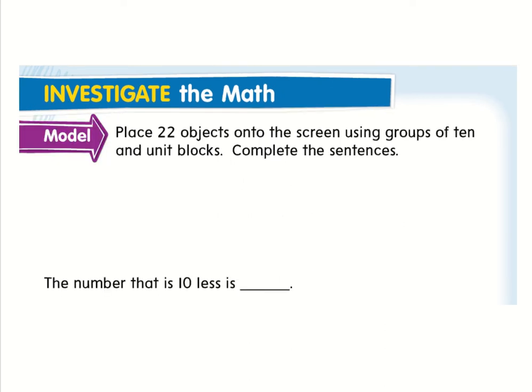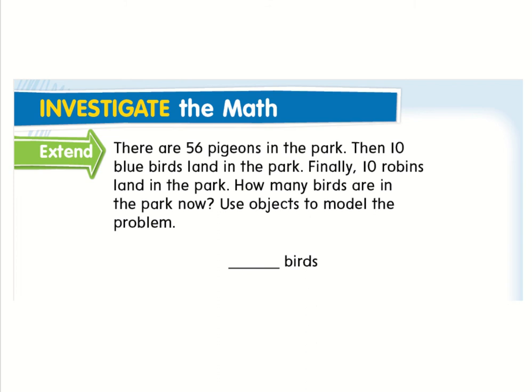So when we do the 10 more, 10 less, remember, let's build 22 again. We're going to do 10 less. So I have 22. And I want to do 10 less. So all I'm doing is taking away a 10 now. So how many tens do I have? 1. How many ones do I have? 2. The number 10 less than 22 is going to be 12. So let's investigate this a little bit.